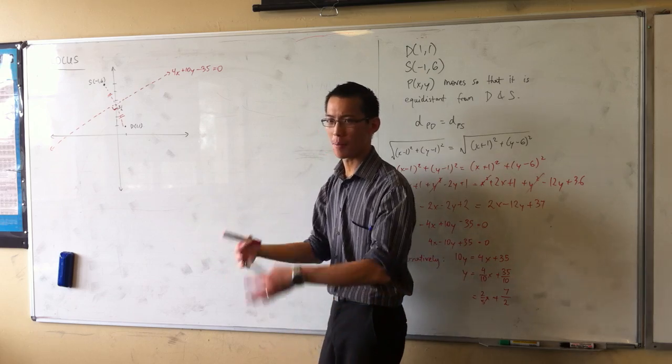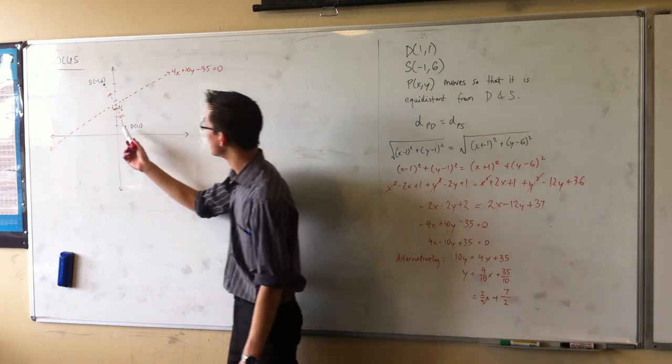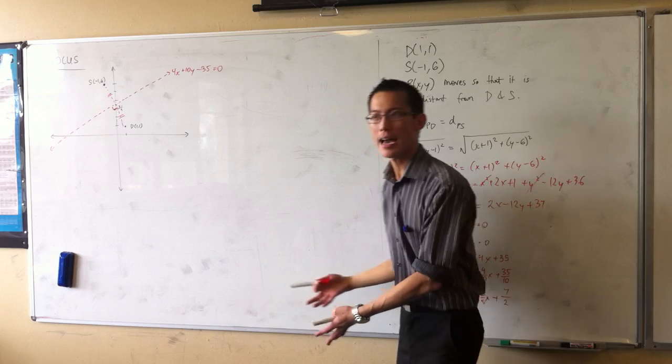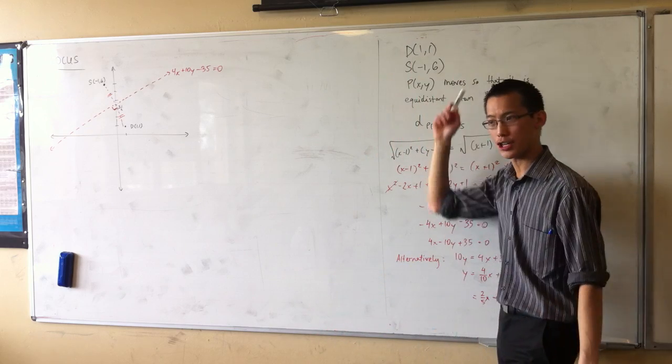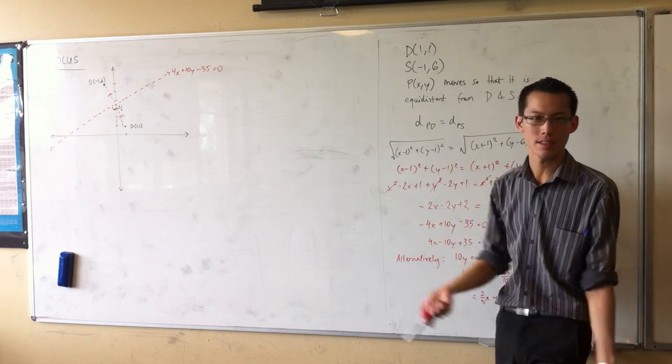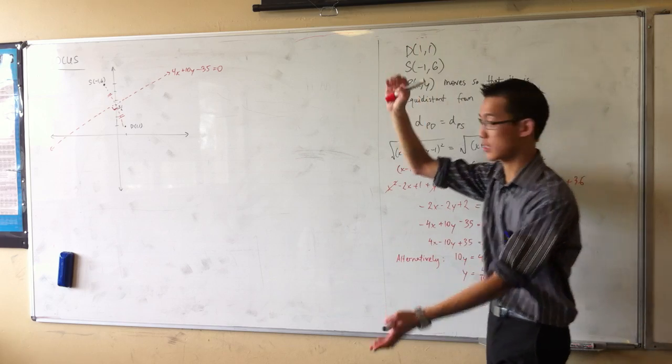You can see, even though they're not part of the locus itself, I've put on D and S because they define the locus, right? They're part of the definition. If you don't have them, it's kind of like, well, what is this line doing? It's just out in the middle of nowhere doing its thing, okay?